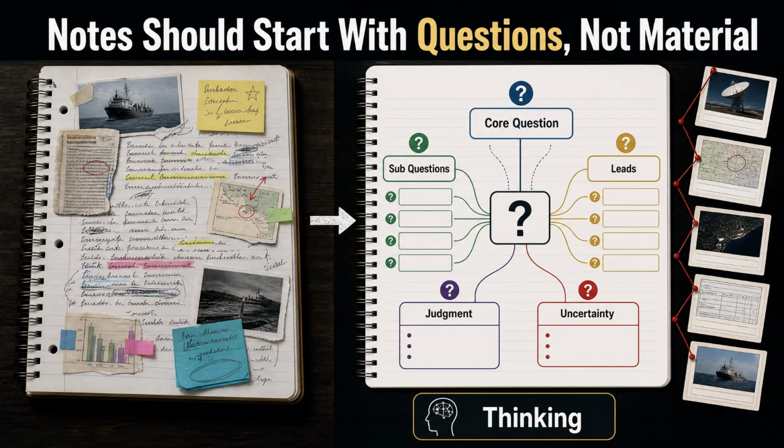For example, if the task is, is this company a reliable supplier? Sub-questions might be legal existence, recent disputes, operating signals, and public complaints. Each sub-question gets its own sources and doubts. This structure forces the note to support thinking. The goal is not to collect text. The goal is to move from material to judgment.